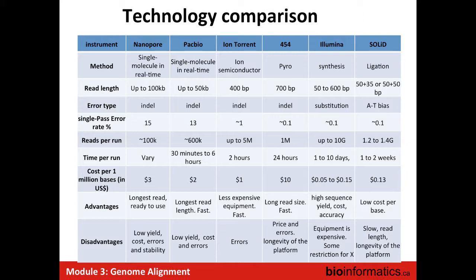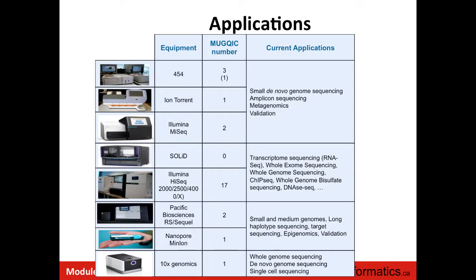All these technologies are more suited for specific types of application. Here at the center in Montreal, we have almost all the technologies except the SOLiD one, and here is how we use them. The medium read length technology, we usually use it to do some small de novo genome sequencing, but not so much. Now we have long read technology. We use it mostly to do metagenomics and amplicon sequencing. Amplicon sequencing is the same as validation. It's when we amplify a specific fragment by PCR, and we want to have the sequence of a fragment of 500 to 600 base pairs.